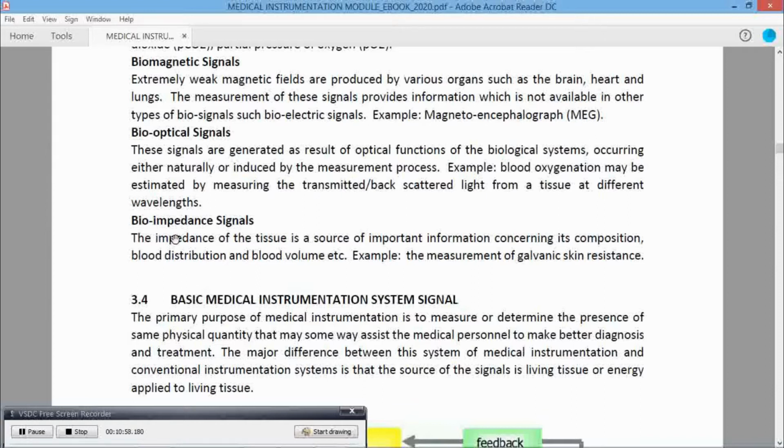And then the last is bioimpedance signals. The impedance of tissue is a source of important information concerning its composition, blood distribution, and blood volume. Example, the measurement of galvanic skin resistance. For bioimpedance signals, there are so many other examples as well. So try to find out and also remember an example for each signal. So these are the types of bioimpedance signals.